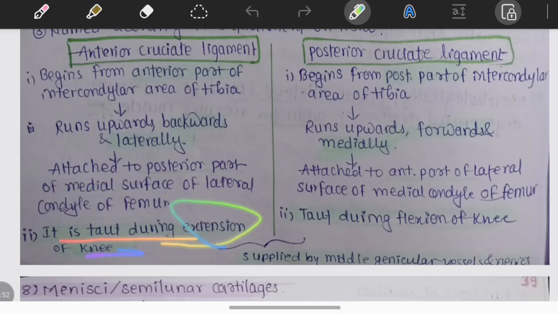of the knee. And the posterior cruciate ligament begins from the posterior part of the intercondylar area of the tibia. It runs upwards, forwards and medially, then is attached to the anterior part of the lateral surface of the medial condyle of the femur, and it is taut during flexion of the knee and is supplied by middle genicular vessels and nerves. It is a very important ligament. You can see it in the diagram.